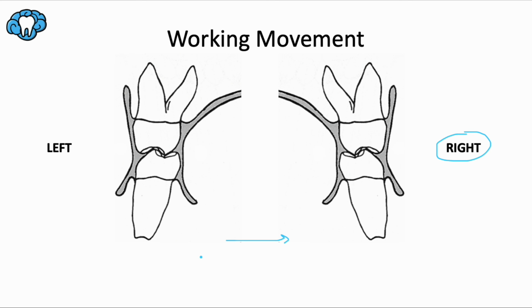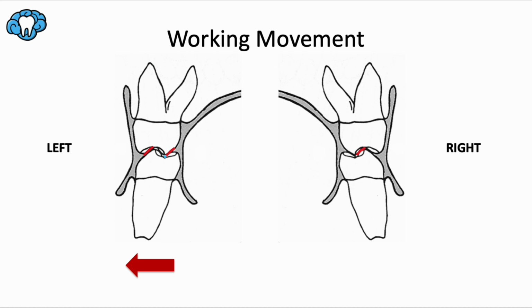Okay, Dr. Ryan, I get that, but why does this really matter? Well, the teeth contact in a very distinct way depending on if it's a working side or a balancing side contact. Think about it. If the mandible is moving to the left, this lower left molar is going to slide against these 2 inclines of the upper left molar.